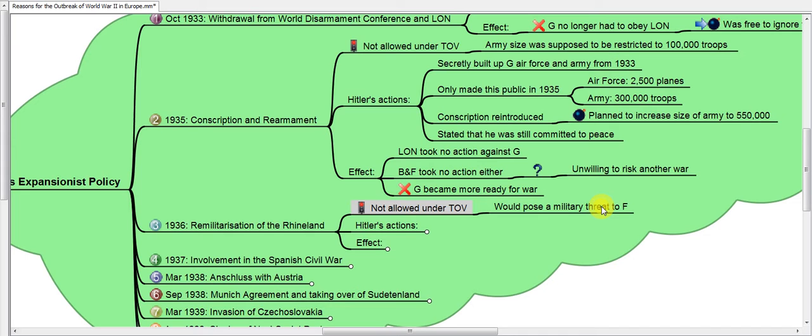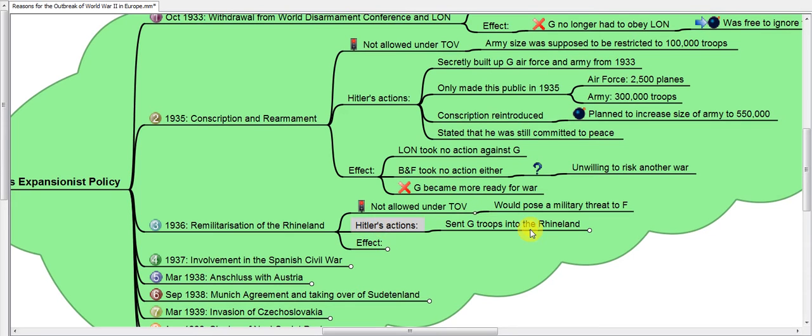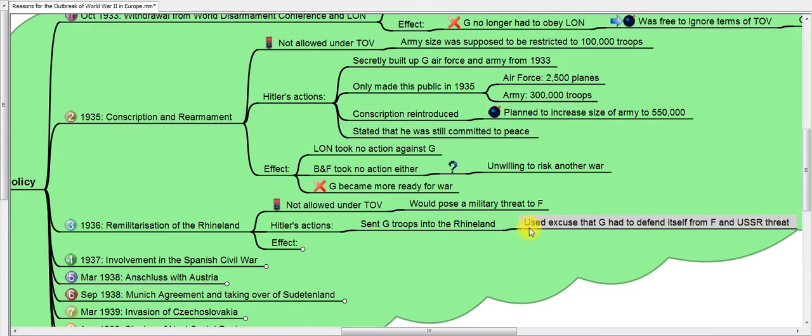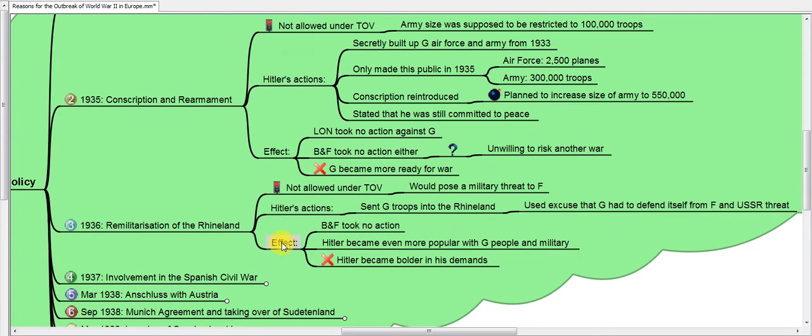Of course, Germany was not happy with this because they were saying that it would make it easier for France to attack them. So this was one reason why Germany was very eager to remilitarize the Rhineland, and this is what Hitler managed to do. His actions: he sent German troops into the Rhineland, and what's the excuse? He said, we have to defend ourselves from France and the Soviet Union, the USSR, so we're going to remilitarize the Rhineland, like it or not. What was the effect of this? What was the response? Surprise, surprise, Britain and France took no action. We don't even talk about the League of Nations because we know it was quite useless by this point in time.